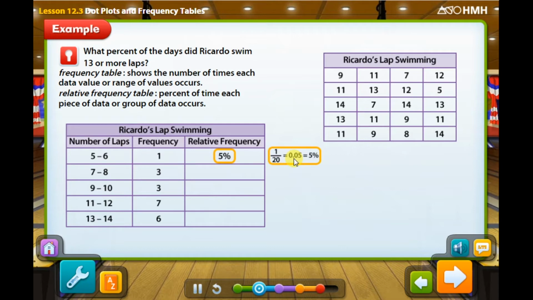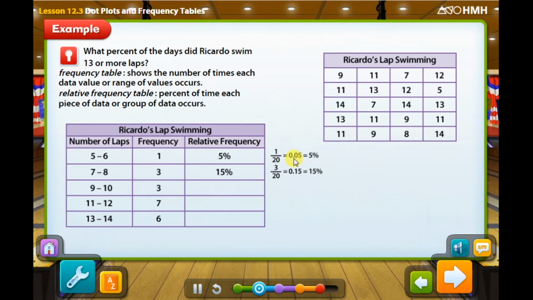That means that 5% of the days that Ricardo swam, he swam either 5 or 6 laps. 3 divided by 20 equals 15 hundredths. That's the same as 15%. So the relative frequency is 15%. Ricardo swam either 7 or 8 laps 15% of the days he swam.